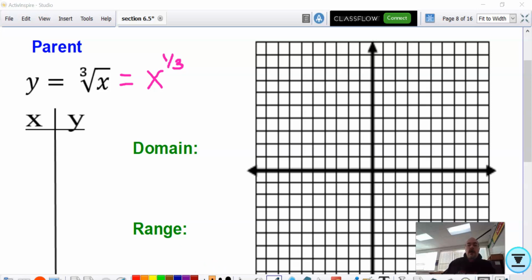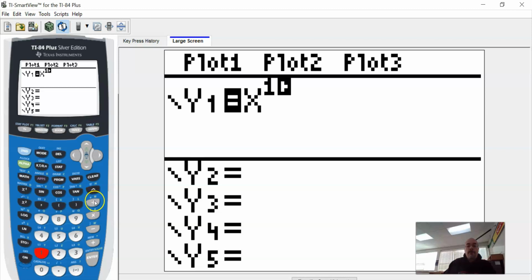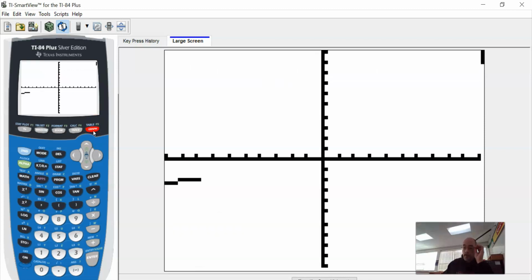So when we go to the calculator, we're going to go ahead and put in x. Those of you with an old calculator, you're going to have to use parentheses around your exponent, but with the newer one, we don't need to. So hit your exponent button and then type in the 1/3. All right, so that's x to the 1/3 power. Let's go ahead and look at the graph.